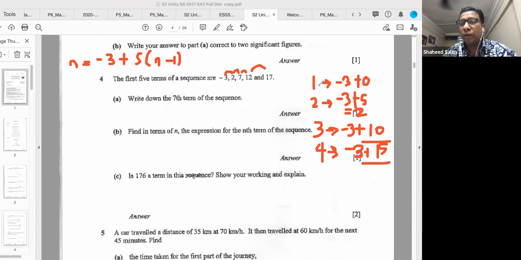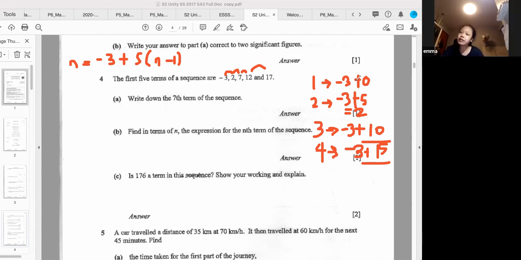You see, I could have written -3 plus 0. No, just -3 first, then -3 plus 5. Then I could put -2 plus 5. But I won't be able to see the pattern. Next one, I put -3 plus 10 is 7, right? 7 plus 5. I won't be able to see the pattern. I don't understand the n minus 1 part.